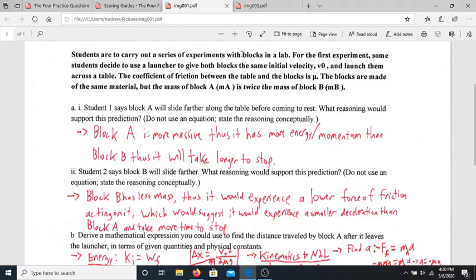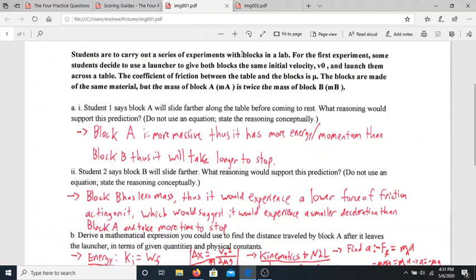Now, the first student says that they predict block A is going to slide farther along the table before coming to rest. Block A has twice as much mass as block B, and then student 2 says the opposite. They think block B will slide farther. In this question, what the AP graders are looking for is for you to look into their prediction and give some sort of physics reasons why that might happen. Now, in the AP exam, it will more than likely be more specific than this. I actually think this is kind of an open-ended question personally.